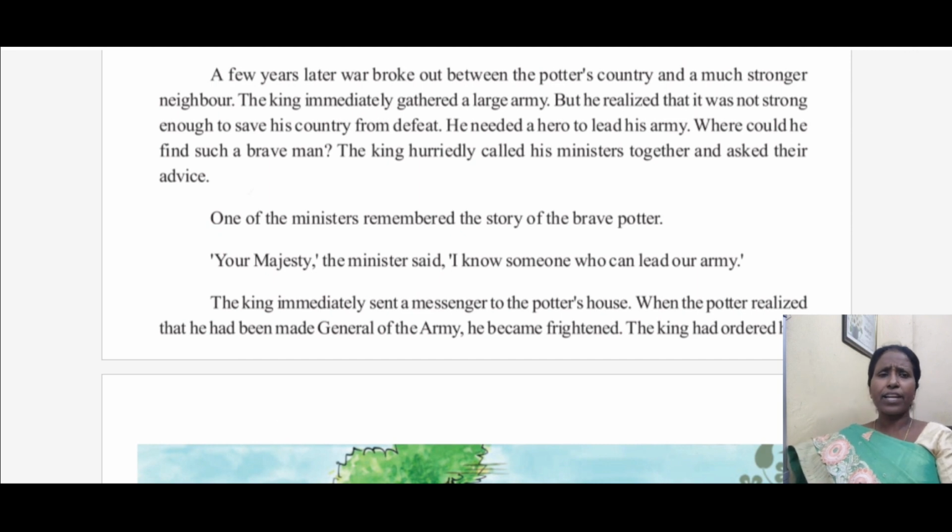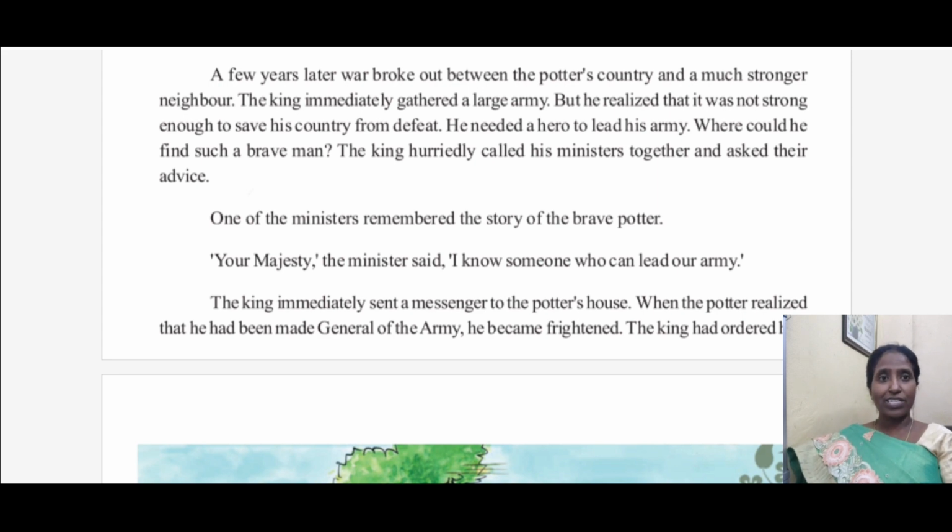The king immediately gathered a large army, but he realized that it was not strong enough to save his country from defeat. He needed a hero to lead his army. He wanted a hero who can lead his army. Where could he find such a brave man? The king hurriedly called his ministers together and asked their advice.